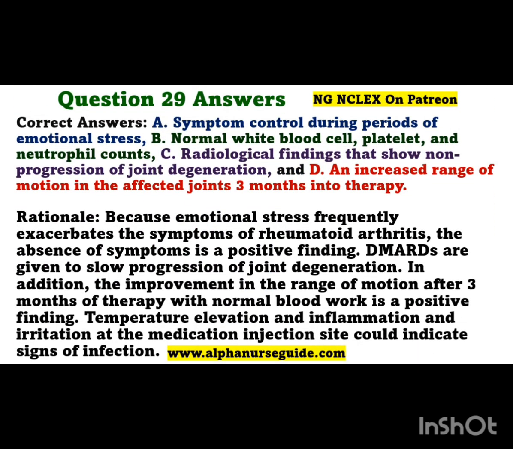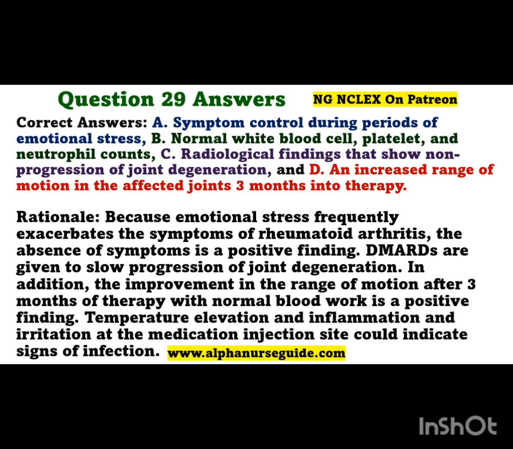The correct answers are A. Symptom control during periods of emotional stress, B. Normal white blood cell, platelet, and neutrophil counts, C. Radiological findings that show non-progression of joint degeneration, and D. An increased range of motion in the affected joints 3 months into therapy.